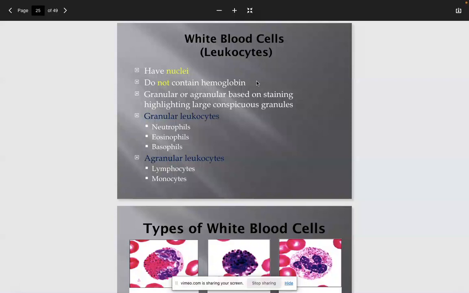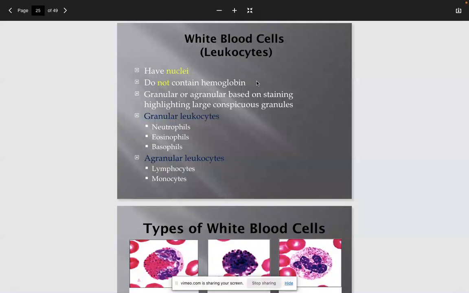Some characteristics of white blood cells is they have a nucleus. This is different from the red blood cell. Remember, they lack a nucleus. They do not contain hemoglobin. White blood cells are a completely separate entity. They do not carry oxygen.